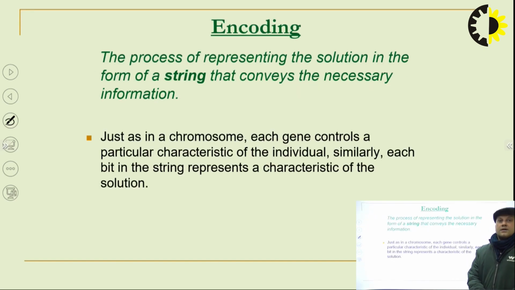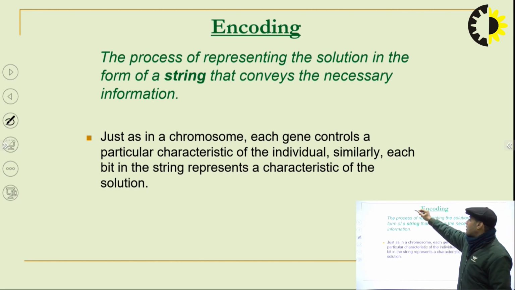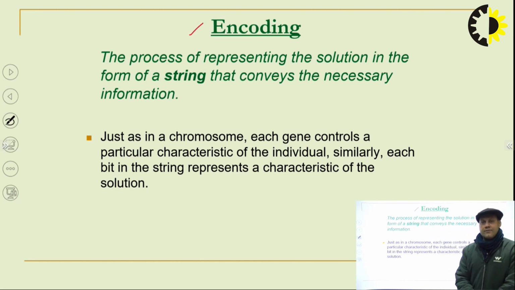So the first is encoding. What is encoding? We have studied in computer science, encoding means to code something in some special language which the computer understands. So the process of representing the solution in the form of a string that will convey some necessary information is called encoding.